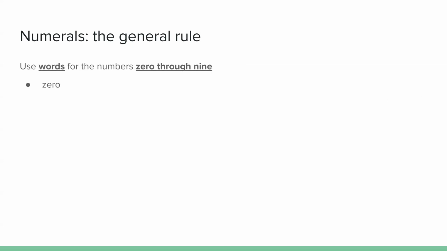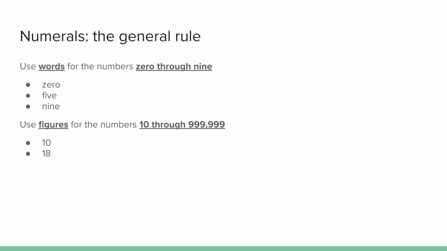So you would write a word for 0. You would write a word for 5. You would write a word for 9. Any of those in that range, use words. Now, once we hit double digits, we're going to start using figures. So that works all the way up to a million. So you would write 10, 18, 50, even odd amounts like 947.